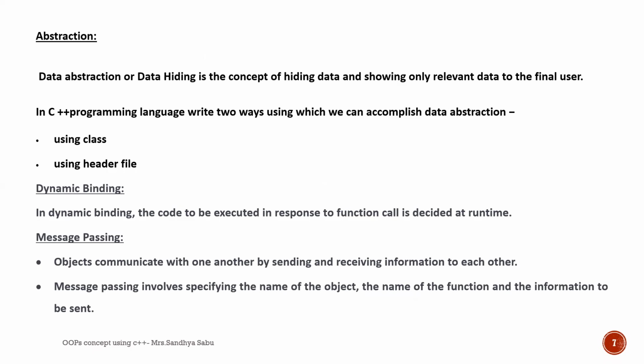Okay, next one is dynamic binding. As I said earlier, in a class we will have both data members and member functions. When a function is called in the main function, the compiler will check where the function is defined. In dynamic binding, the function code and the data needed for the function to process all come and gather in a single place. That is called dynamic binding.